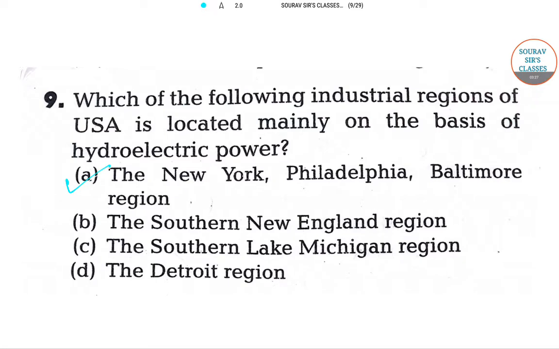And this is A, the New York, Philadelphia, Baltimore region. These three cities are the mid-Atlantic cities, where the availability of coal and iron, later supplemented by oil and hydroelectric power from the fall line, are responsible for the growth of these industrial areas.